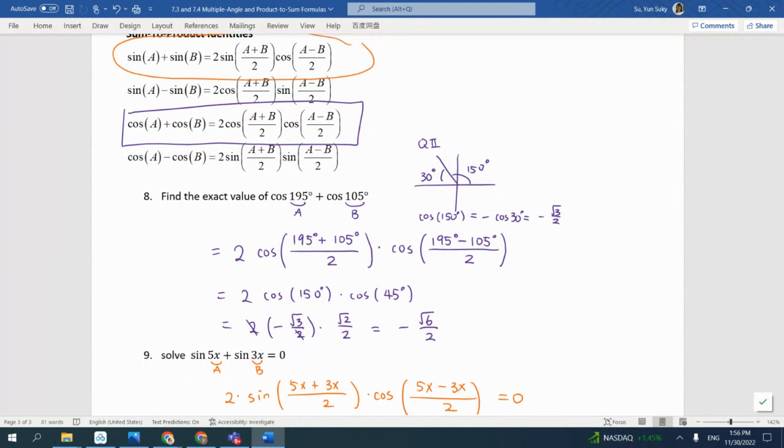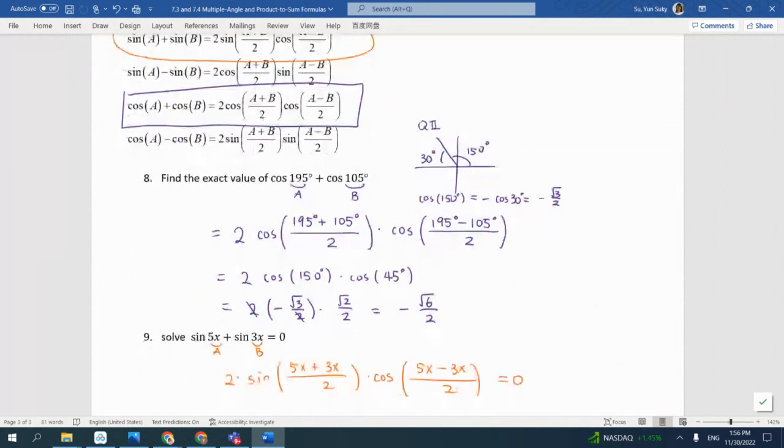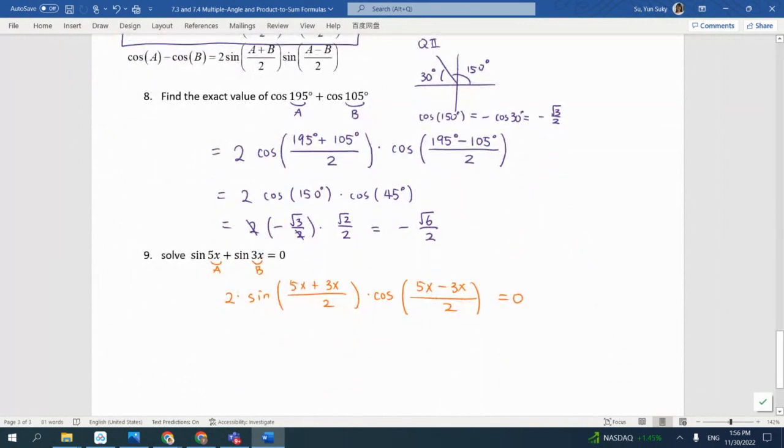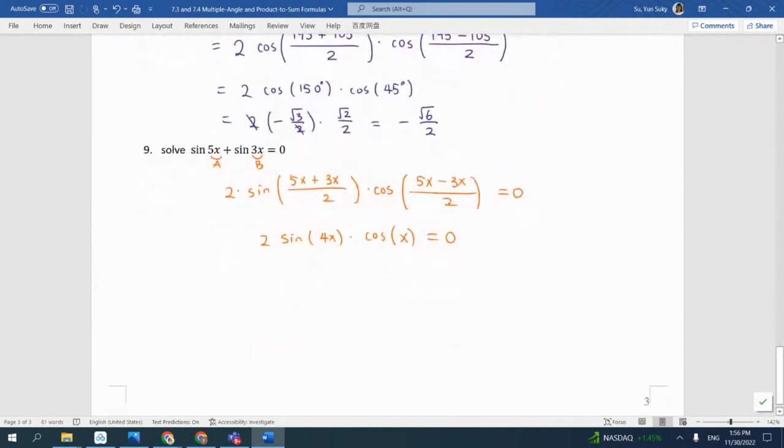We plug in A is 5x, B is 3x. Now tell me, 5x plus 3x is 8x, over 2, 4x, sine. 5x minus 3x is 2x, over 2, x, cosine. Okay, here, don't change the angle. Do you see it's already a product? Perfect. If you get the product of two factors equal to 0, you just set each factor equal to 0. We don't need to change the angle. It's already a product of two factors. Set each factor equal to 0.